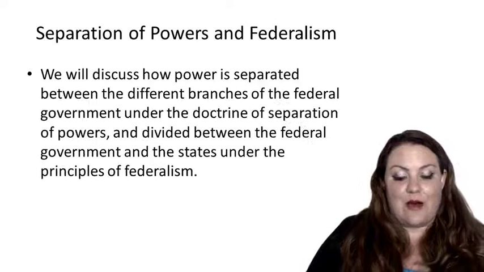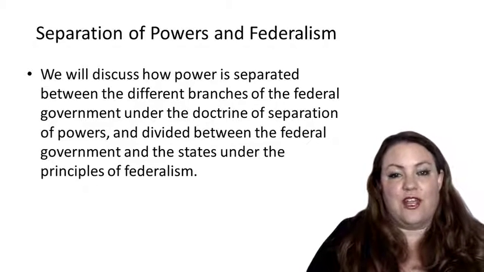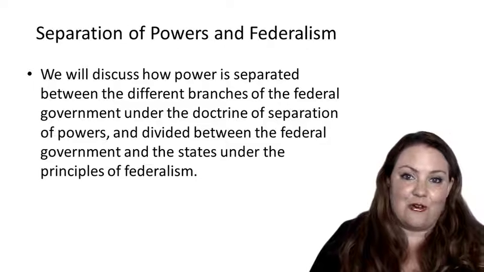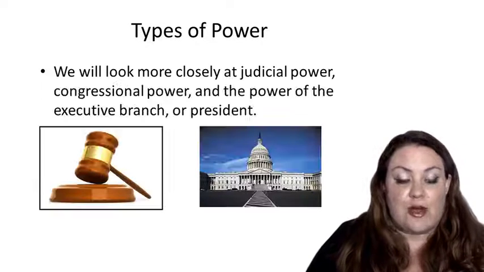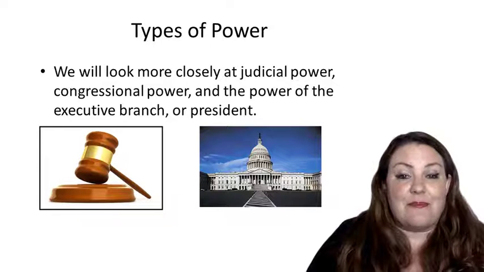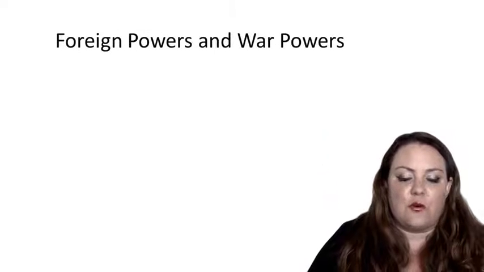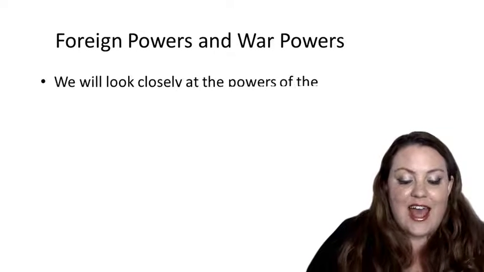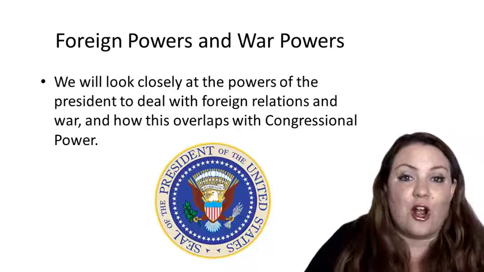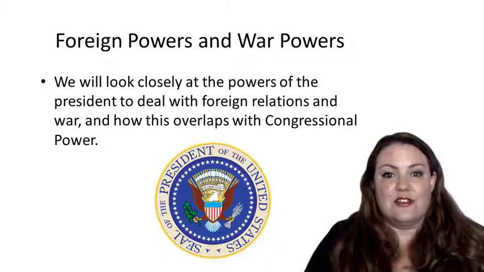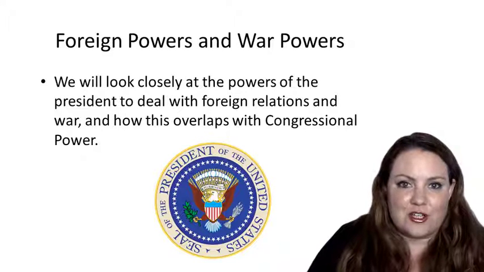We will discuss how power is separated between the different branches of government and also how it's separated between federal government and state and local government. We're going to talk about the types of power. We will look more closely at judicial power, congressional power, and the power of the executive branch or the president. We will discuss foreign powers and war powers, what powers the president has to deal with other nations, go to war, deal with treaties, foreign relations, ambassadors, and how this overlaps with congressional power.